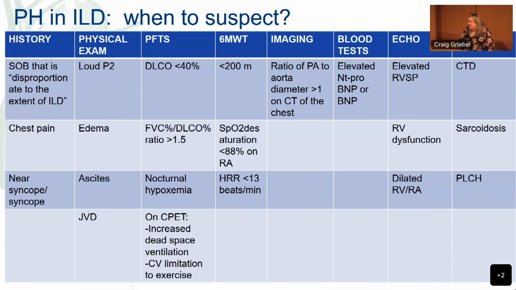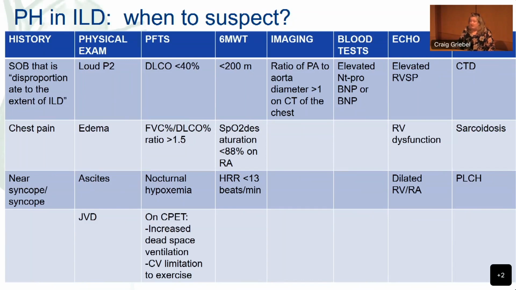NT-proBNP is a good, easy screen, of course. It might be in Dr. Bhattacharya's and Dr. Jacobs' area, because people with ILD also have diastolic dysfunction to make things even more fun. And then, of course, the echo, right ventricular systolic pressure. We've all been taught about the challenges of that in patients with advanced lung disease.